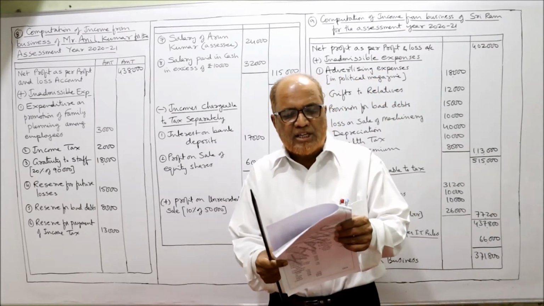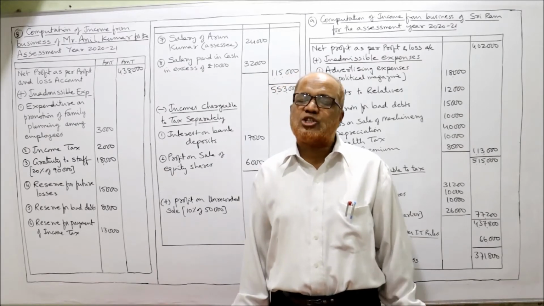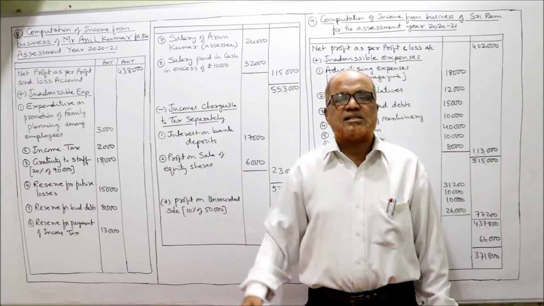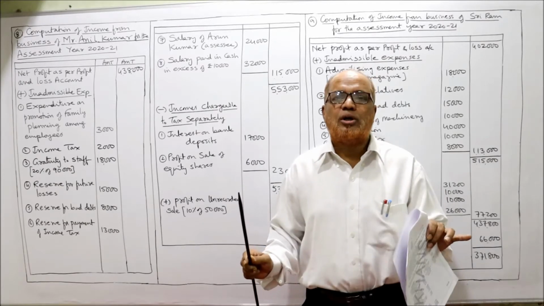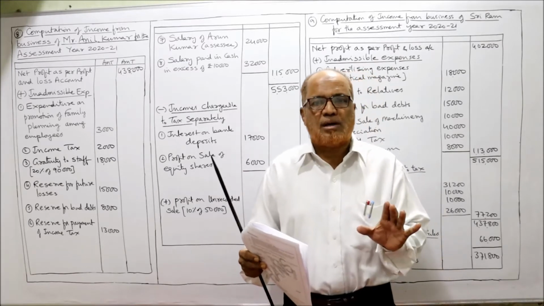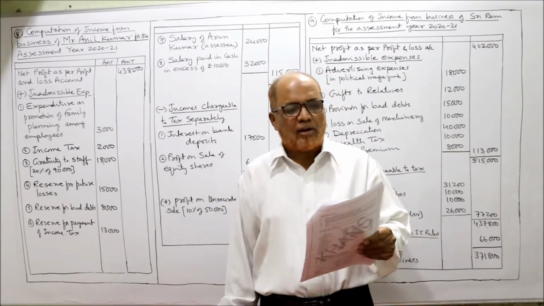Last one, gratuity paid to staff is 20% in excess of the statutory limit. So if any gratuity is paid more than the statutory limit, it will be disallowed. So 20% of gratuity will be disallowed. This is the problem. Now we'll start the debit side of profit and loss account.